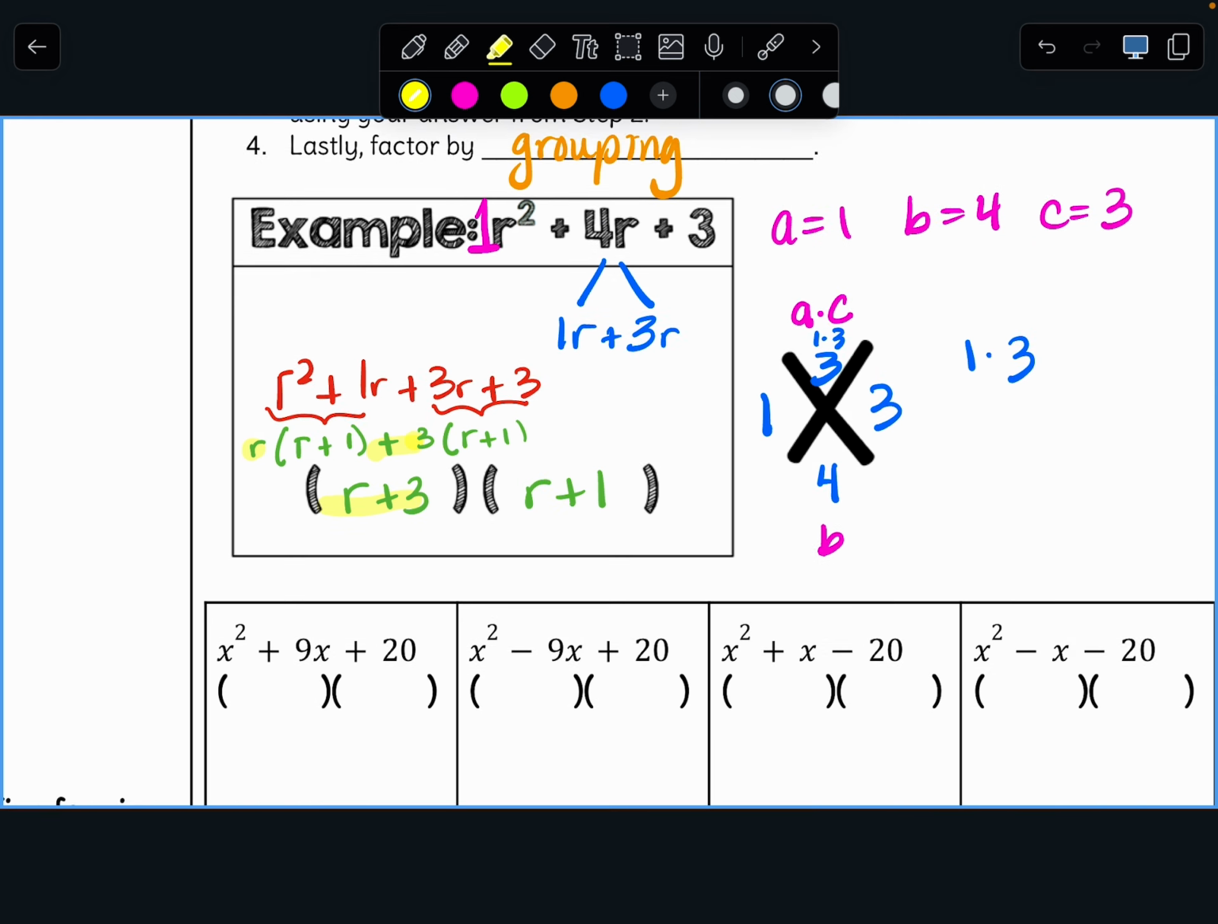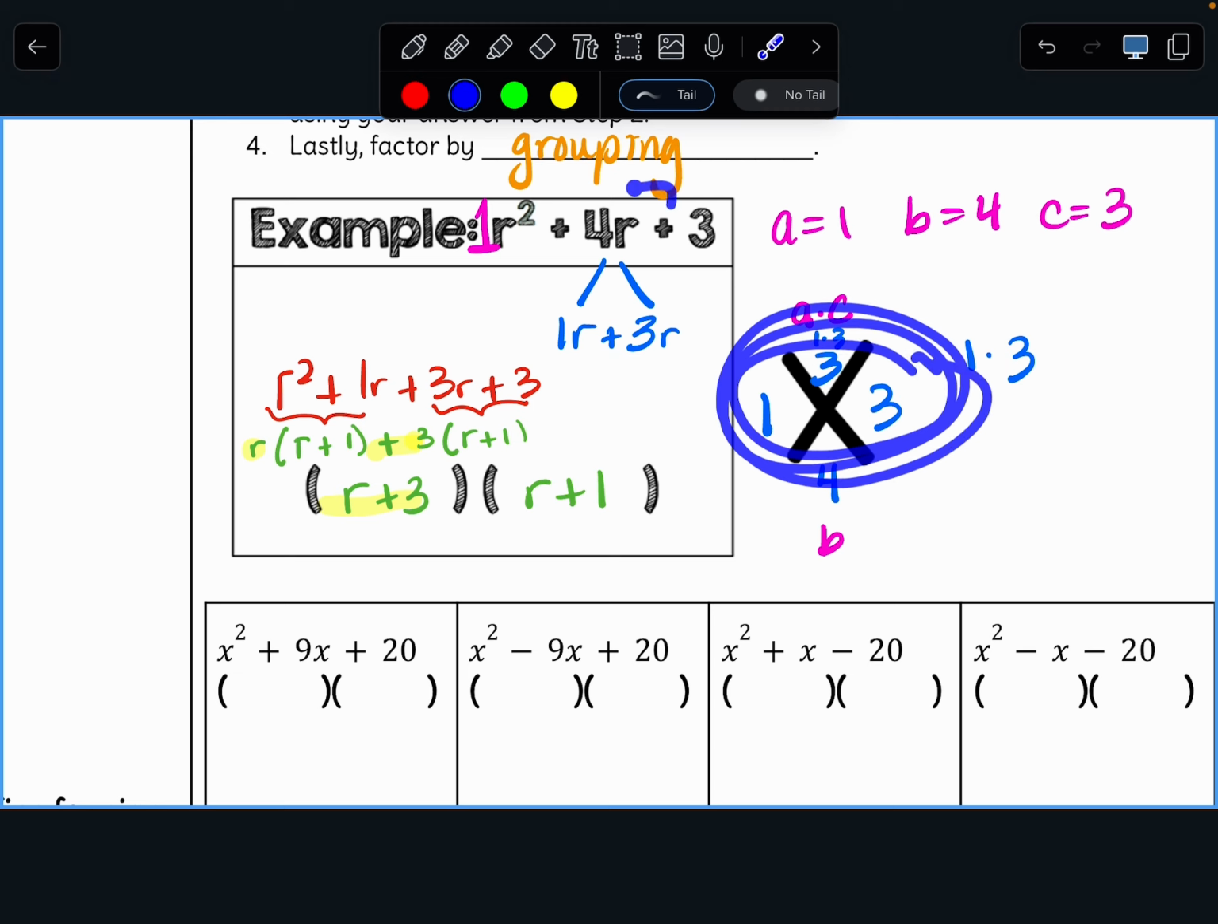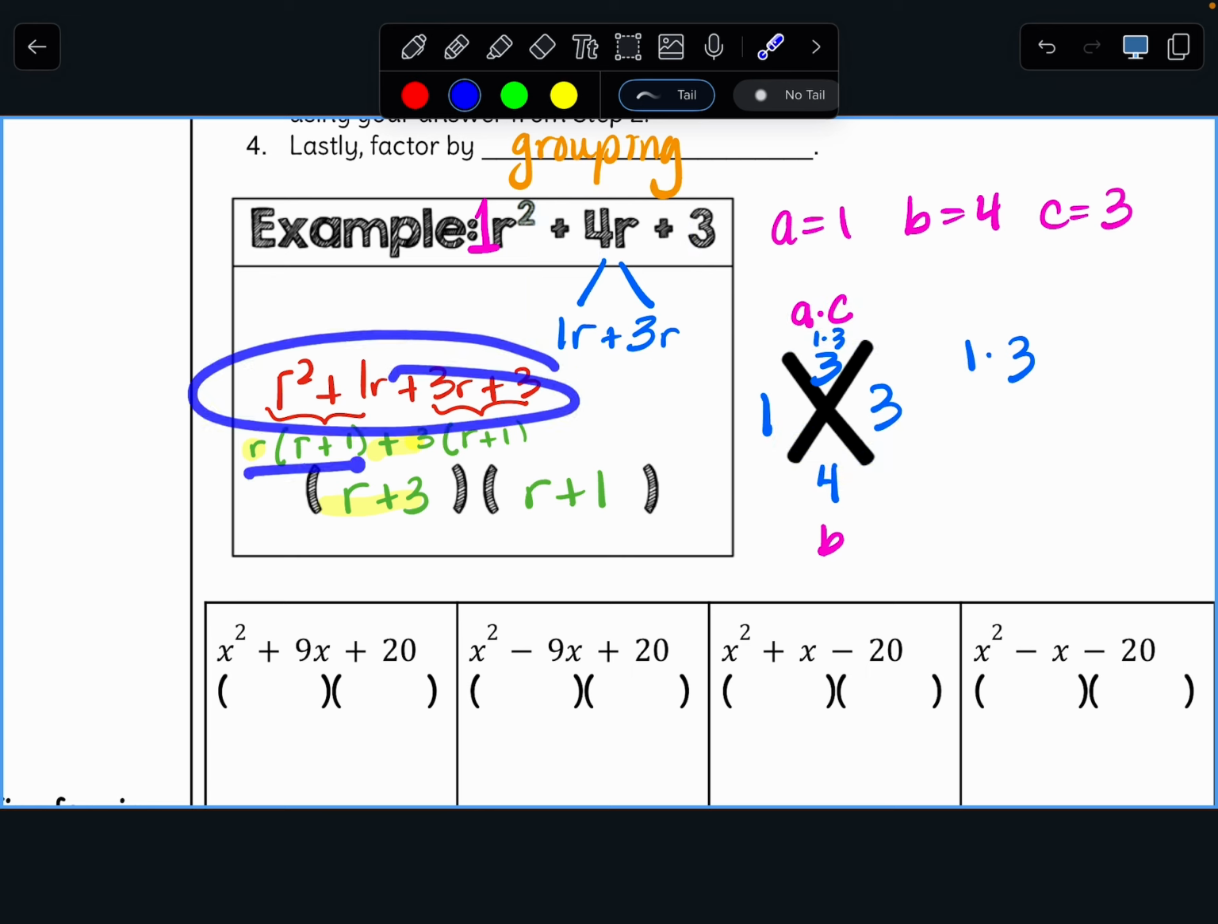So again, to review what we did, first we find our factors using that x puzzle, and then we split this middle term using those numbers. So 1 plus 3 is 4. Then we rewrite it, and then we do the factor by grouping to get our two groups.